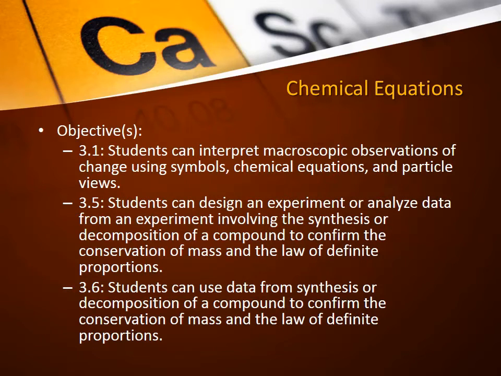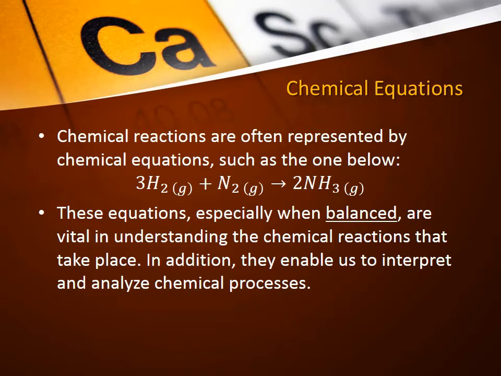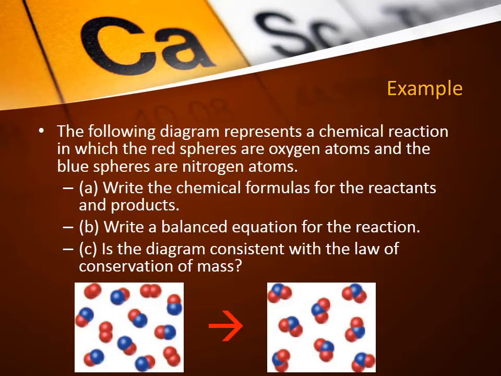Now, in this next section, we're starting to talk about chemical equations. And, well, those are your objectives. Chemical reactions are often represented by chemical equations, such as the one below. Especially when balanced, these are extremely useful, and you will see these all throughout AP Chemistry. Let's check what equations can look like.